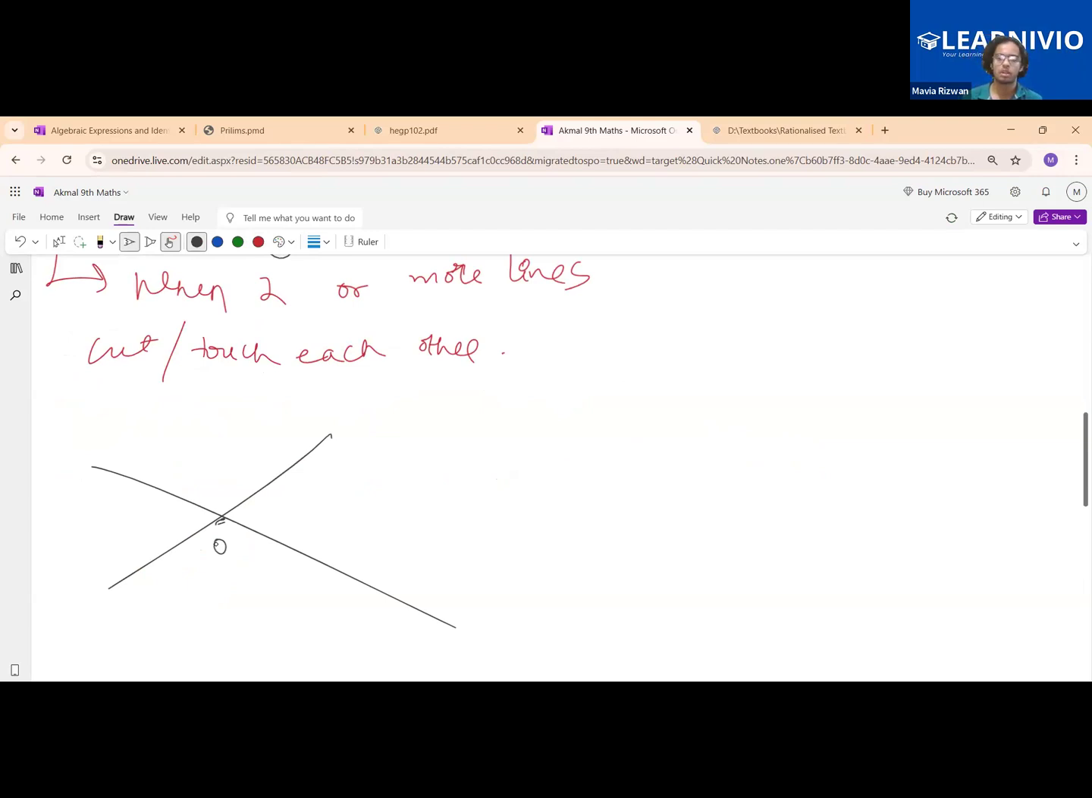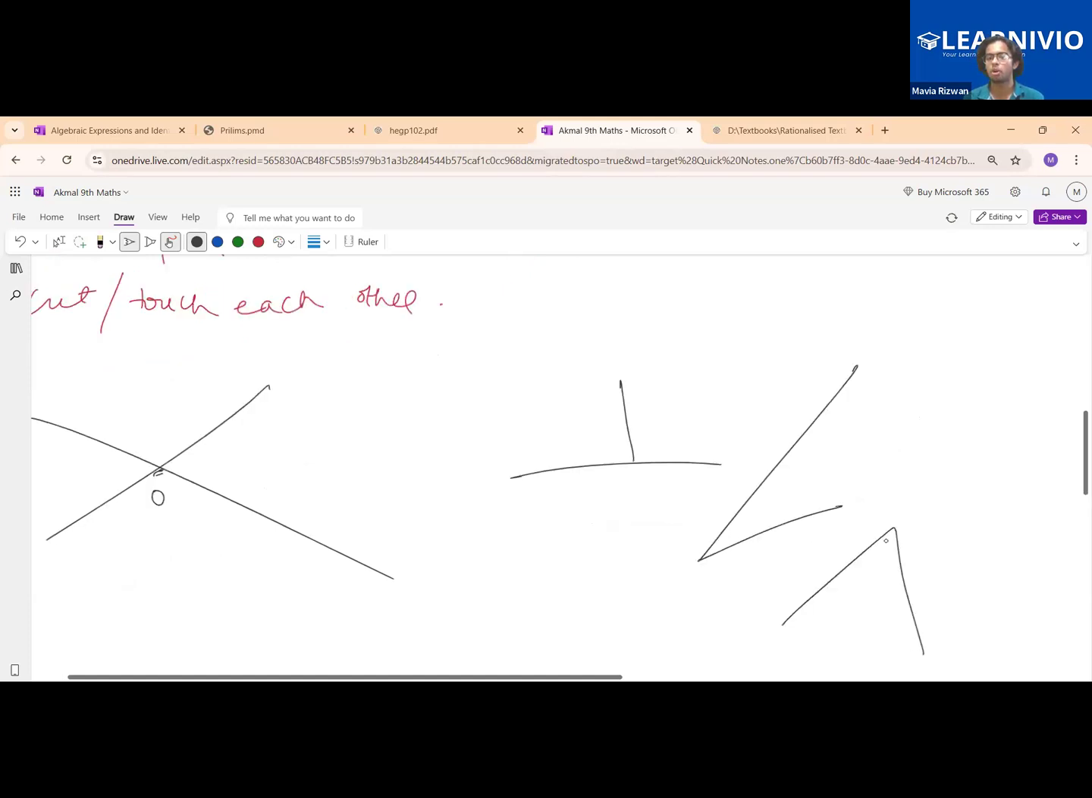Yes, sir. Okay, Akmal, these are also intersecting lines. Even these are also intersecting lines, because there are two lines and they are touching each other at a point. And I told you lines can be extended, so eventually we can extend them, right? Yes, sir. Even if they are touching like this or cutting, they are known as intersecting lines. I hope intersecting lines is totally clear.